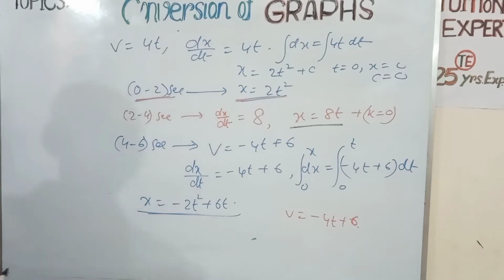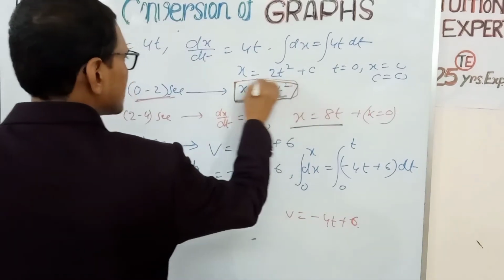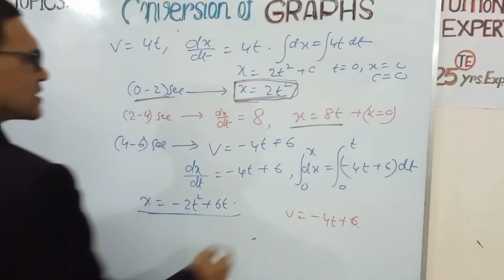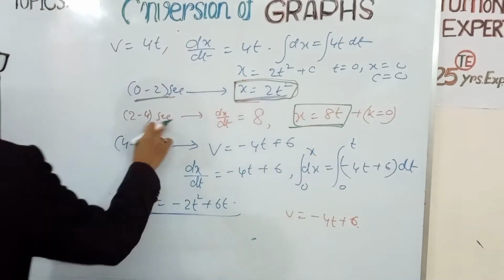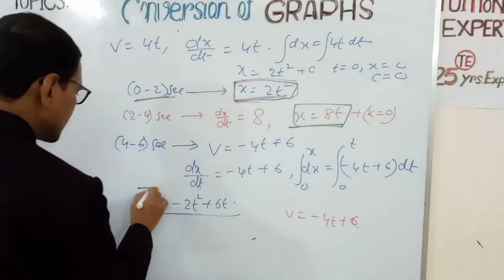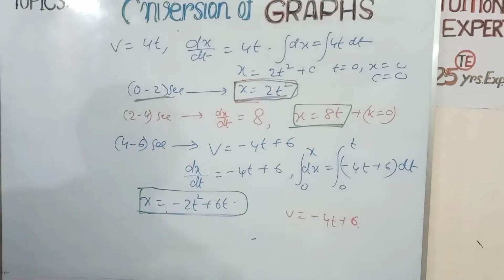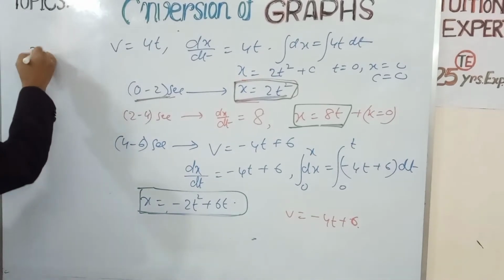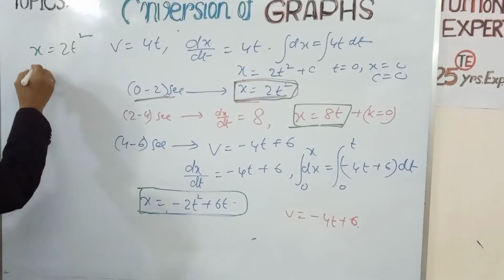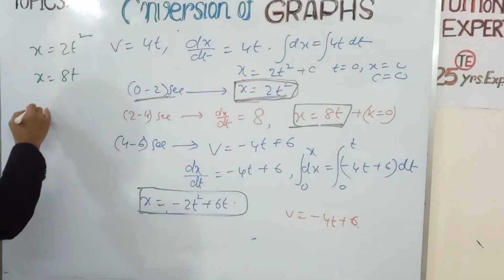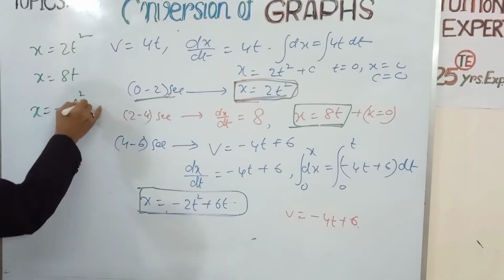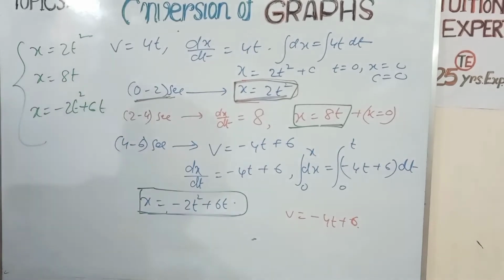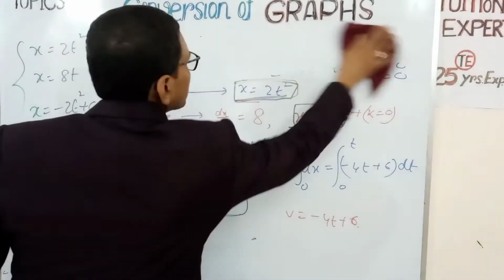Now we can draw the graphs. This x equal to 2t square in this range, x equal to 8t in this range, 2 to 4, and 4 to 6 the equation is this. So we get 3 equations, this, and this. Now we can draw the xt graph. So what is the xt graph? Here I write x equal to 2t square, x equal to 8t, and x equal to this. These are the equations.